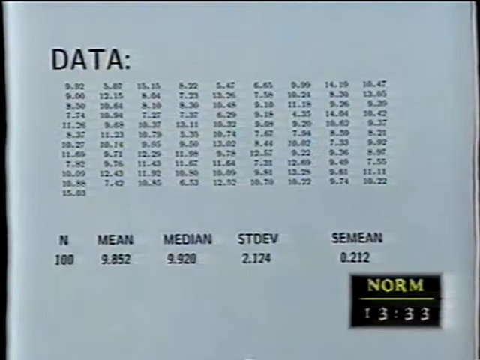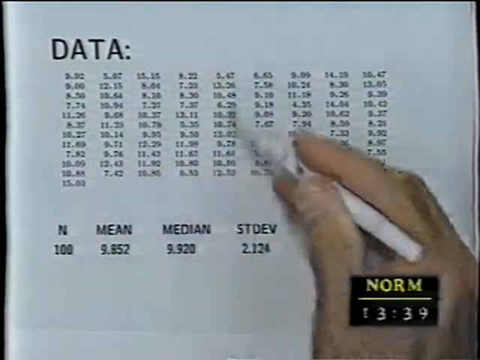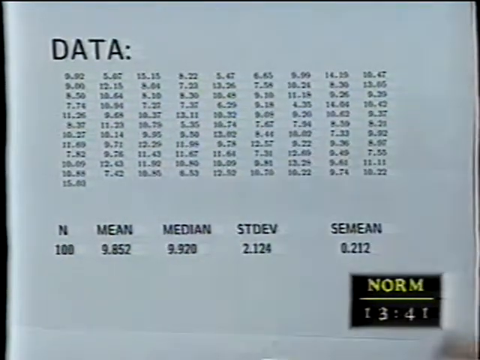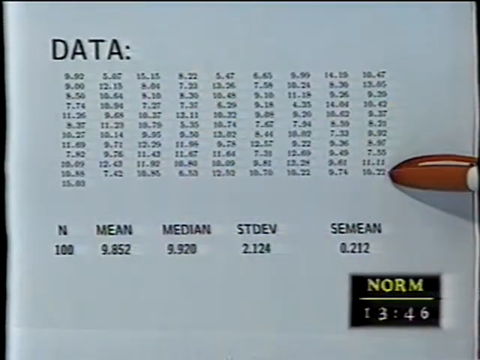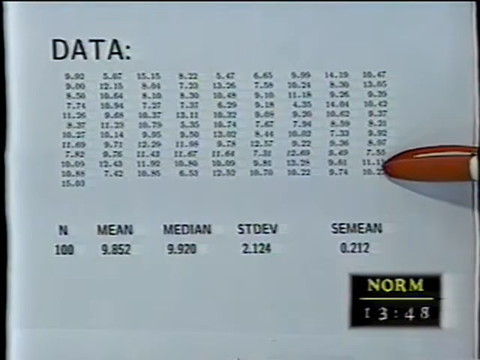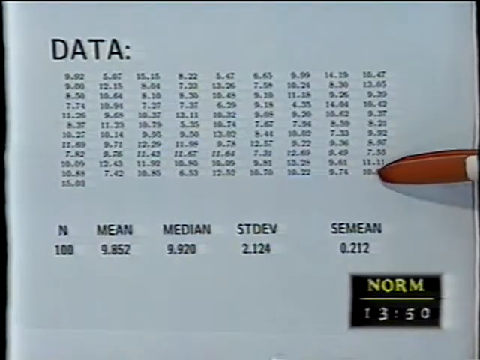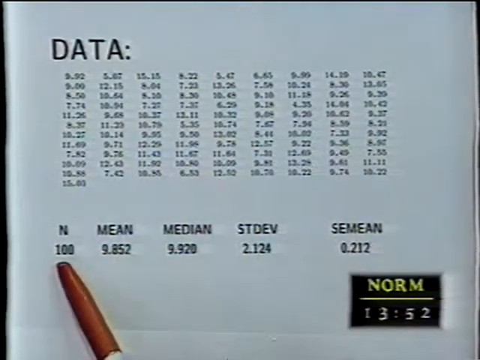Let's take some data. Got some data here. Bunch of data. Now, I can't analyze that data by looking at it. So I asked the computer to analyze it. I said, okay, computer, describe the data. It quickly told me there's 100 observations.